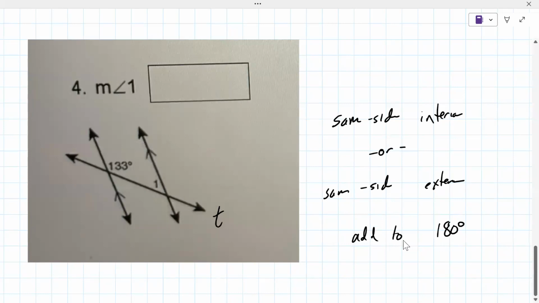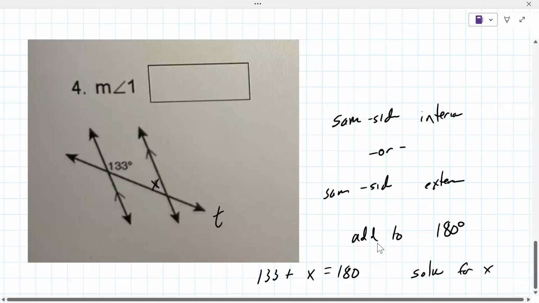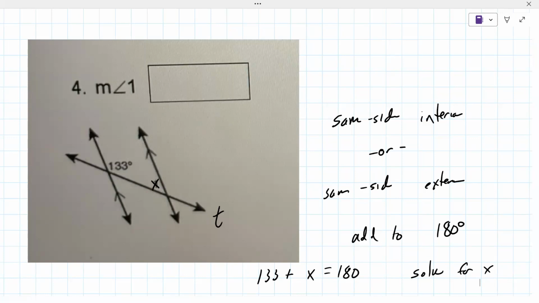Yeah. So you're writing an equation. It's like 133 plus, let's call it x, equals 180. And you have to solve for x. It's 47. The answers for most of these problems will be either the same number or numbers that add to get 180, for most of them.